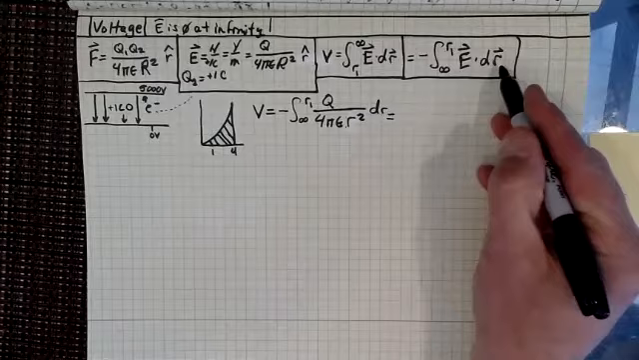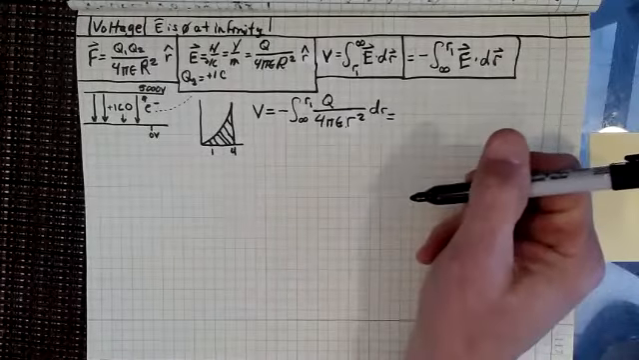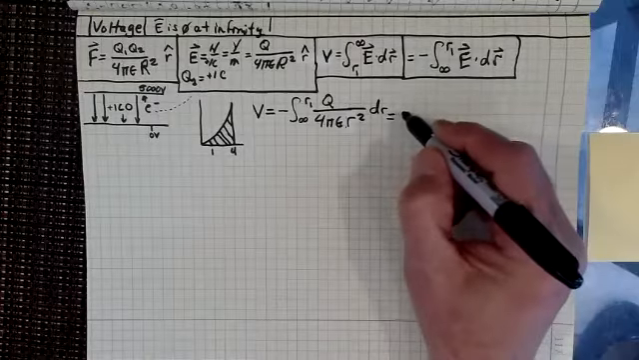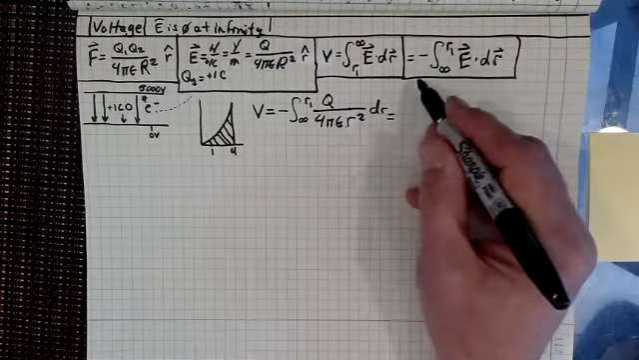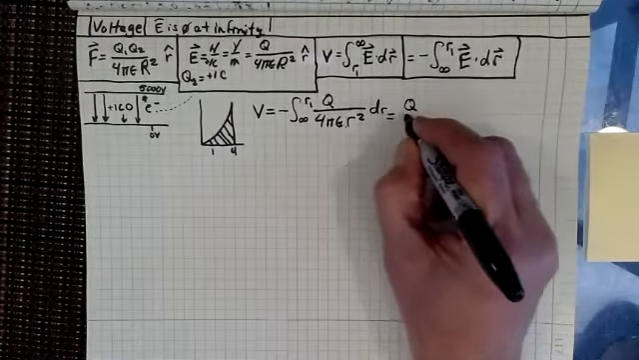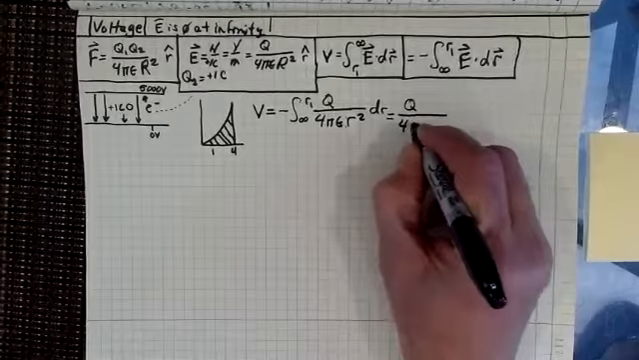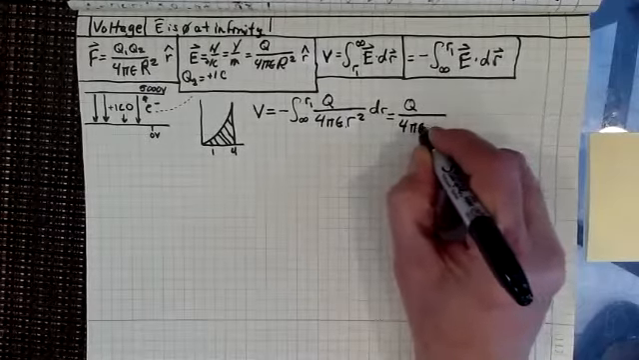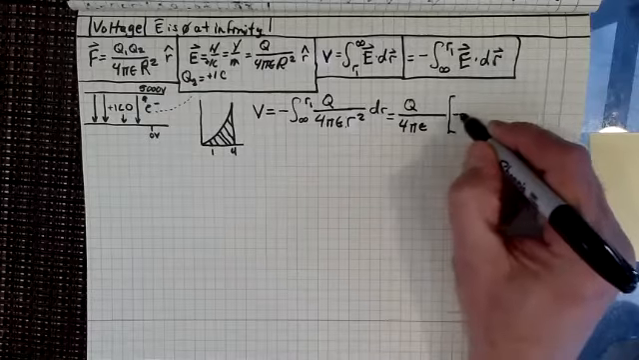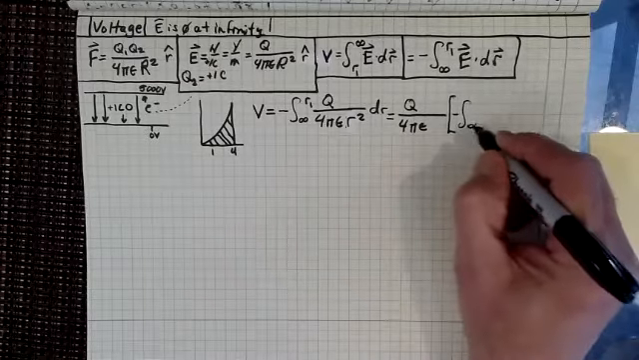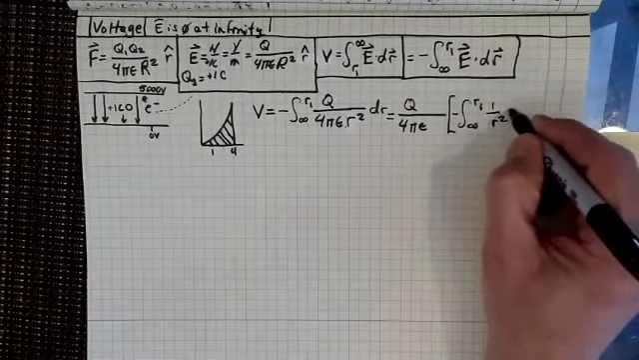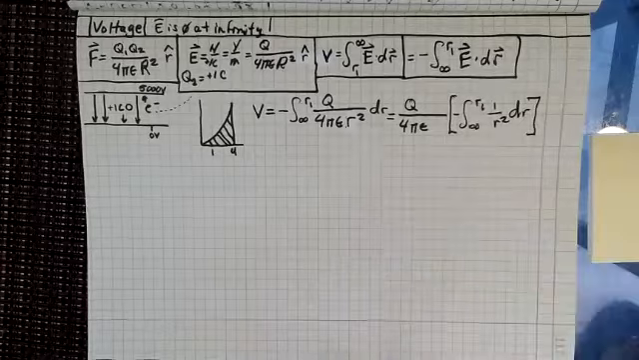Let's not forget dr, the 4 little dr we have there. So if I've got that, let's break this out. First of all, let's get all of the constants out of that integral. So Q divided by 4 pi epsilon, those all come out of there. And what that leaves me with is the integral of minus the integral from infinity to R1 of 1 over R squared dr, right?